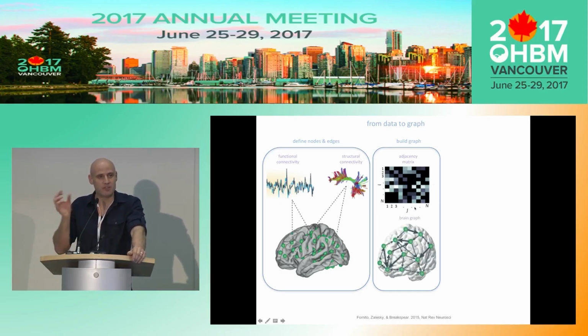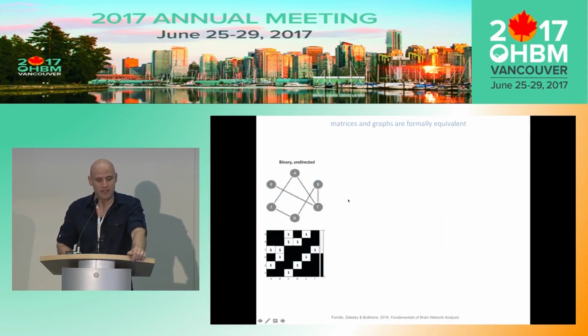This is because matrices and graphs are mathematically equivalent. Just to illustrate this point, here I've got a simple binary undirected network, and here's the matrix representation. You can see that node A is connected to E and C. So if I go to this matrix, if I go to row A and column C, I find a connection. And I go to row A, column E, I find a connection. And that's in the upper triangle. If I go to the lower triangle, I can do the reverse. If I go to column A, row C, the connection's there. Column A, row E, the connection's there.